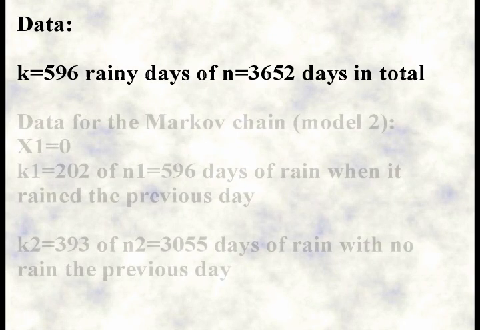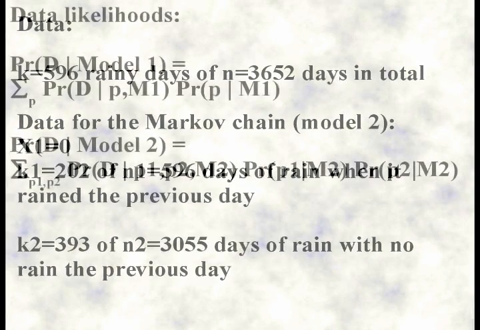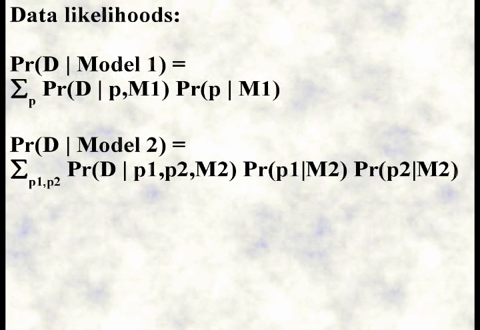3652. When I want to process this in the Markov model, I also need to know that the first day had no rain, that for days with rain the previous day we had k1 equal to 202 rainy days out of n1 equal to 596, while for days without rain the previous day, we had k2 equal to 393 days out of n2 equal to 3055 days.